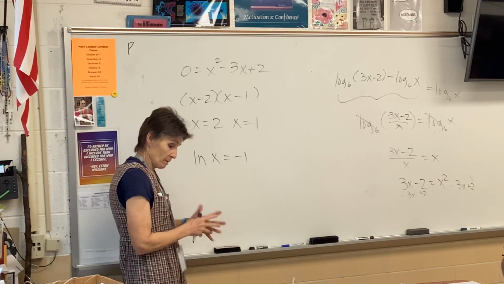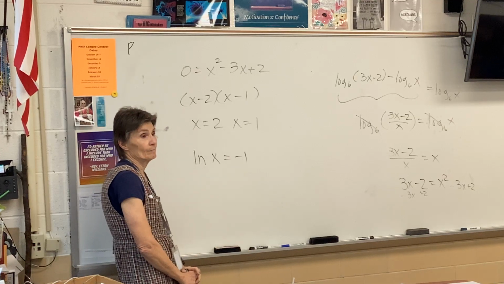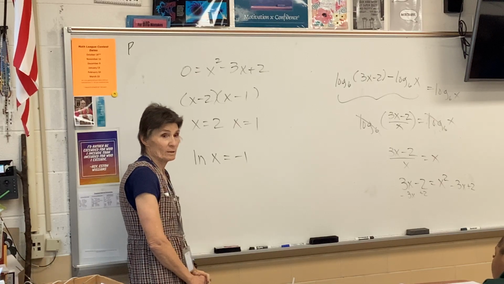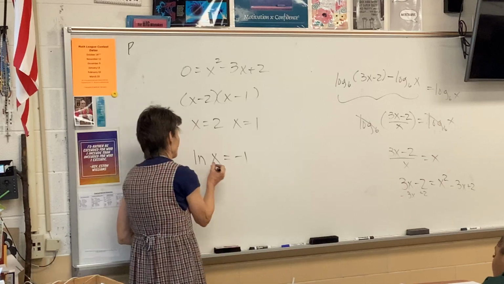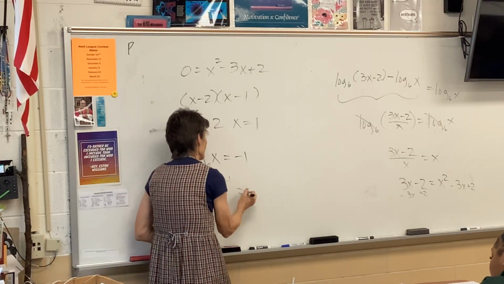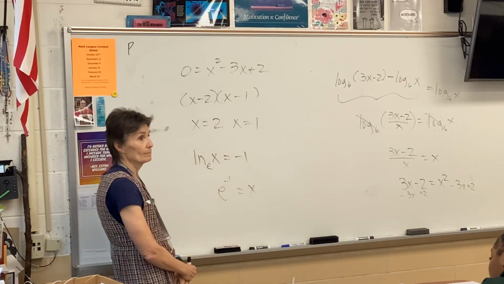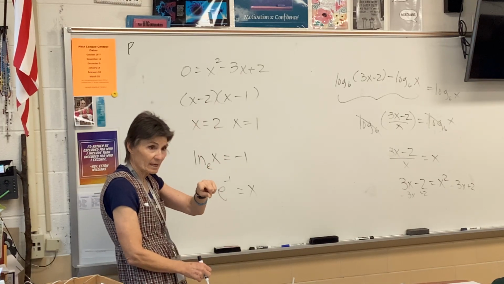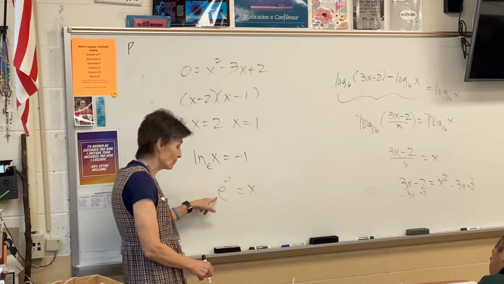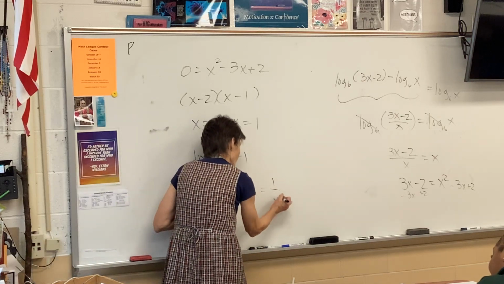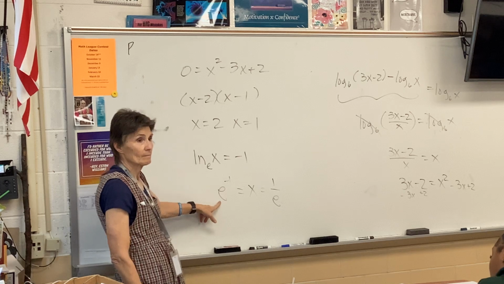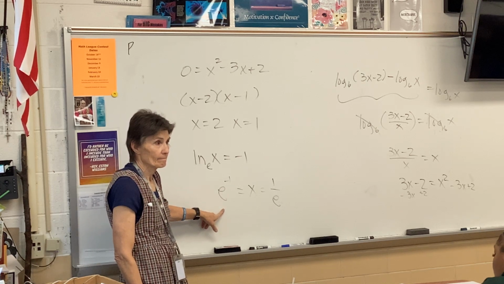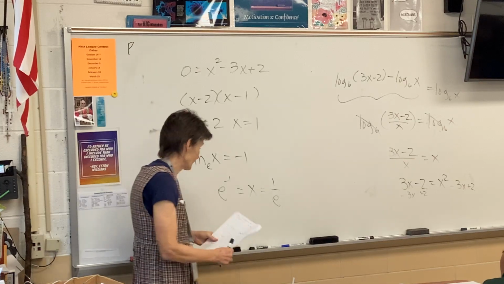All right, next problem. ln x equals -1. Loop-de-loop. What's my base? E. So e to the negative first equals x. That's it. Except I'm not allowed to have a negative exponent, so I'm going to rewrite that as 1/e. That's it.